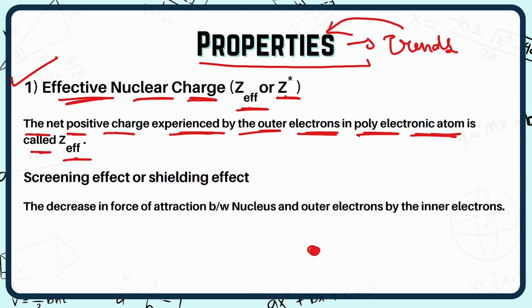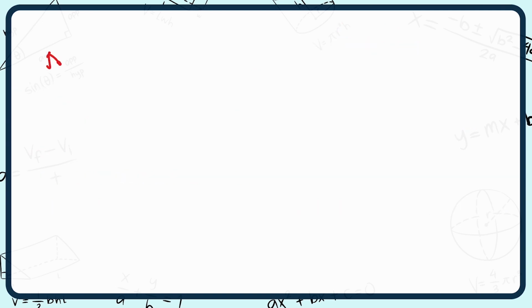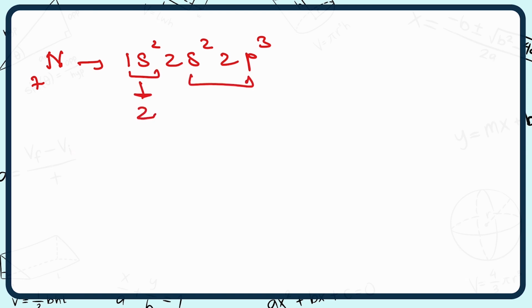Let me explain this to you with an example only. Let's take a good example. Suppose you have nitrogen here with atomic number 7. So 1s2, I hope you know this, 2s2 and 2p3. So the first orbital has 2 electrons and the second orbital has how many? 5 electrons. Now let me draw the nucleus here. This is our nucleus and these are the orbitals. This is the first orbital with 2 electrons and second orbital with 1 2 3 4 and 5 electrons.